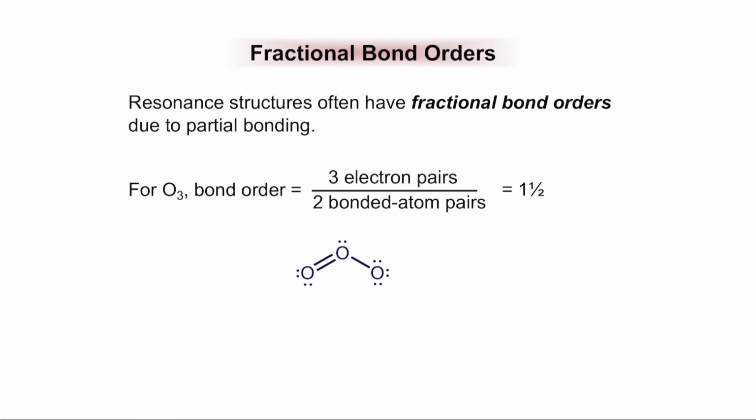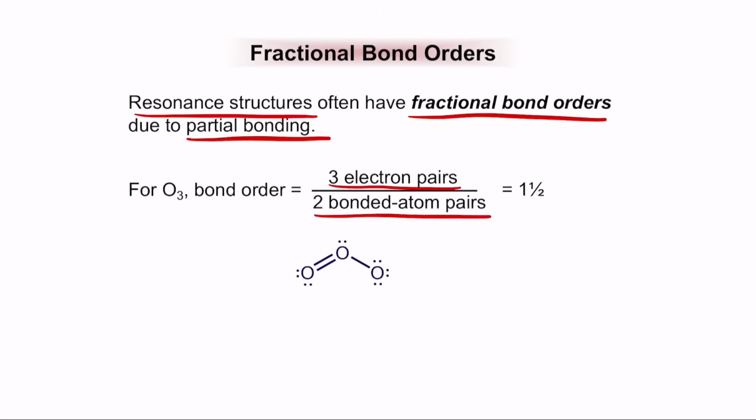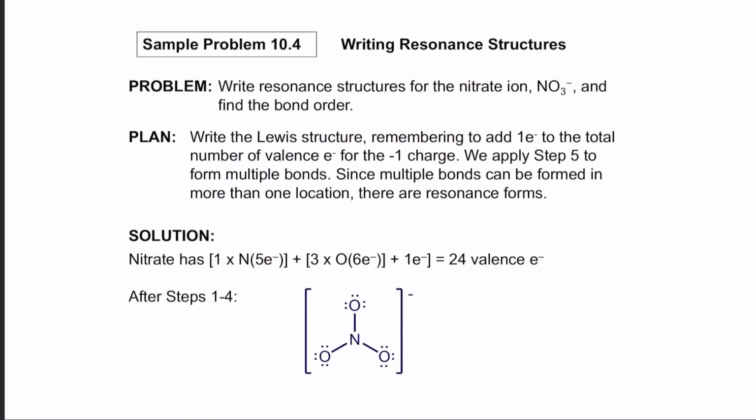One easier way of recognizing which structures have resonance is by calculating the bond order. The resonance structures generally end up with fractional bond orders because they do not have full bonding, they have partial bonding. So we have 3 electron pairs divided by 2 bonded atom pairs, which results in a fractional bond order of 1.5. Which says that it is being distributed throughout the molecule.